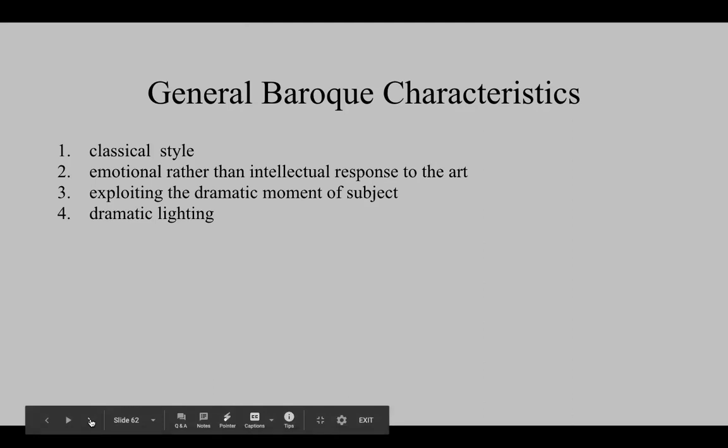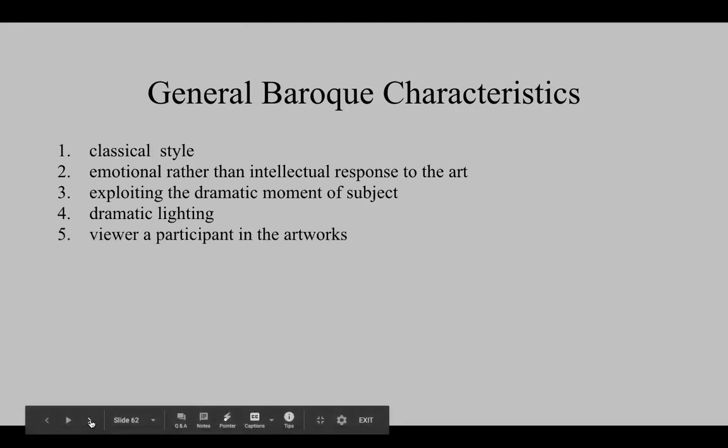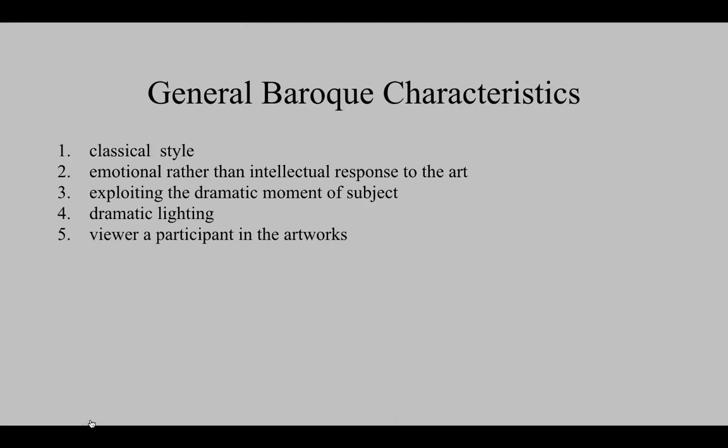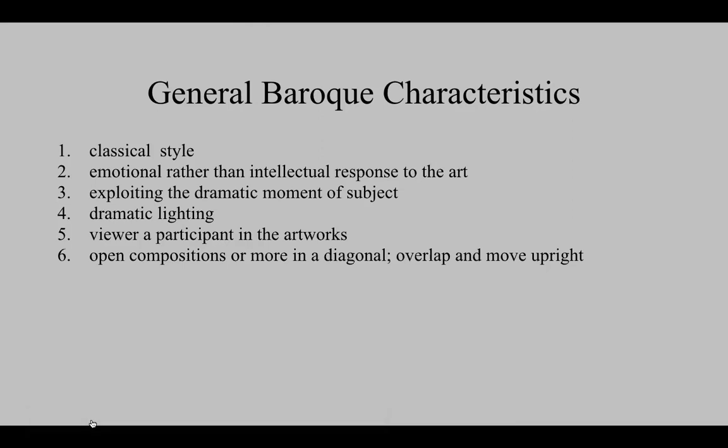To make it more dramatic, they often use dramatic lighting. And so there's a spotlight effect, especially in the work that's inspired by Caravaggio. Typically, these paintings are put at eye level. And because they're at eye level, it invites the viewer to become a participant in the artwork. In the composition, there's a lot of diagonals, because diagonals are definitely more complex and dramatic than horizontal and vertical elements. They often layer using overlap to create depth.